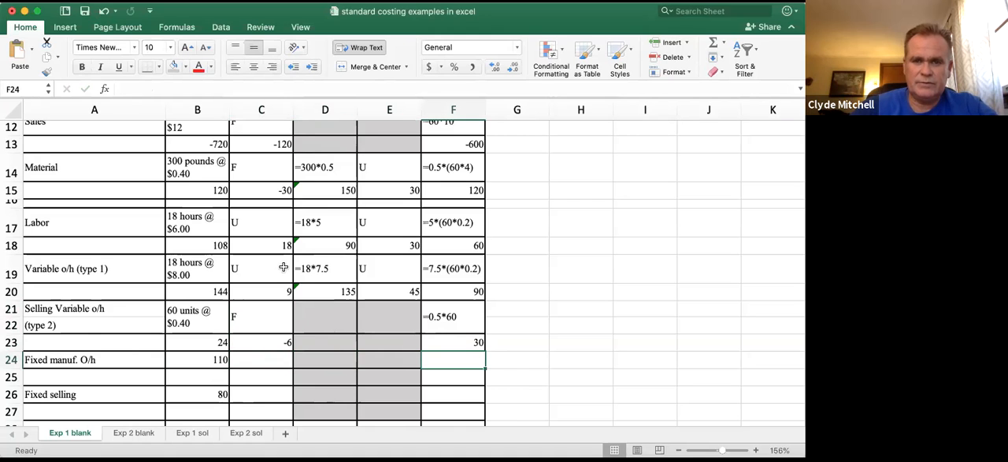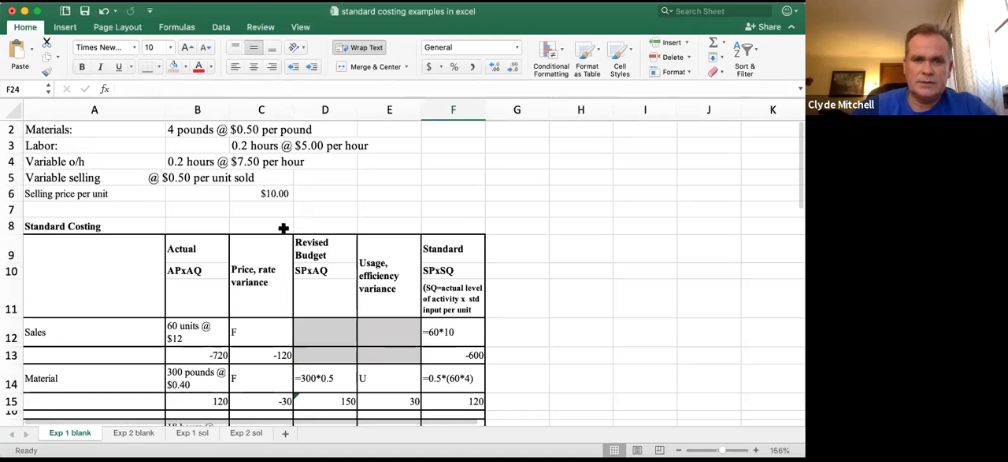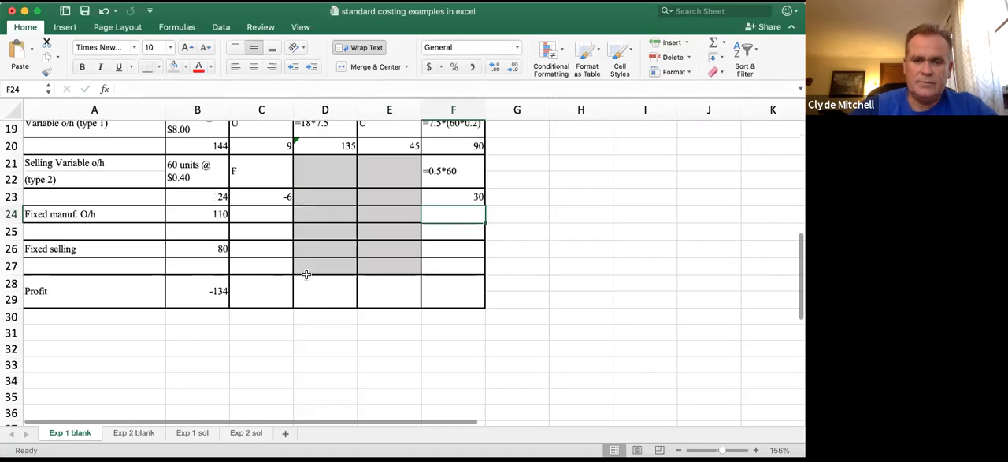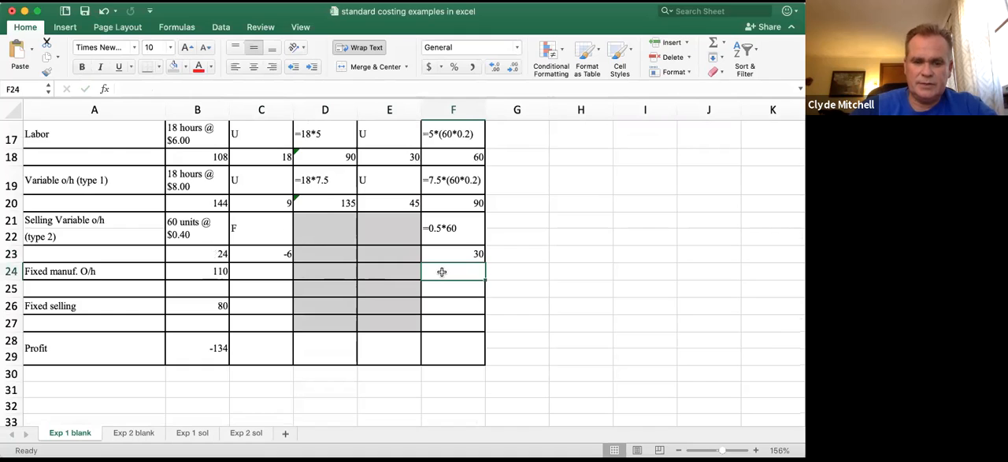Finally, we get down to our fixed costs. We know this from the previous example. It's not actually written up here, but for our manufacturing, it was supposed to be 100, and for our admin, it's supposed to be 75. So in both these cases, we've got actual minus what it should be, which in this case is unfavorable. And then here again, for the selling, we've got actual minus what it should be, and that is also unfavorable.